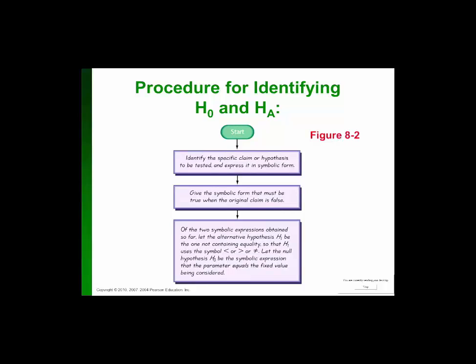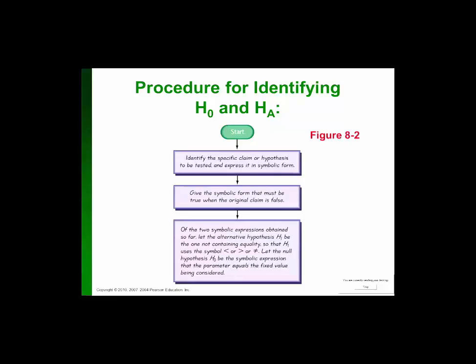Second, you give the symbolic form that must be true when the original claim is false. So if the claim is P is greater than 0.5, what would be true if that is false? We're talking about two subsets, something and its complement. If the claim is P is greater than 0.5, what's the complement of that? P is less than or equal to 0.5. So you identify the claim, and then I like to call it the anti-claim, but I made that up, that's not in the book. You identify the claim and its complement.